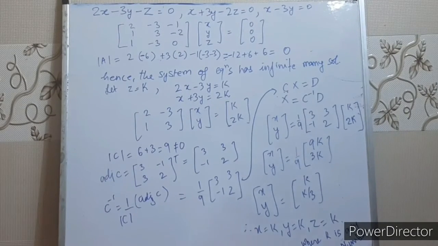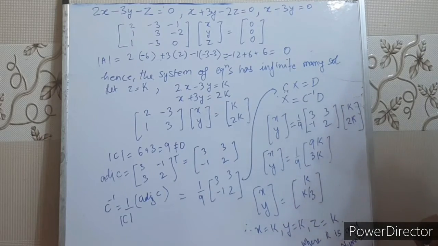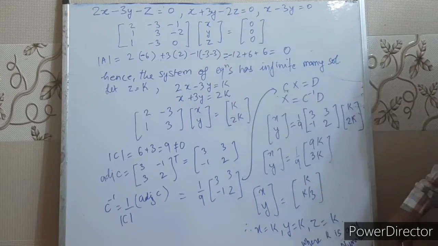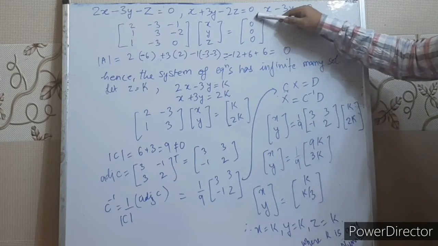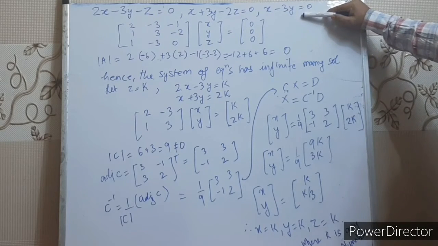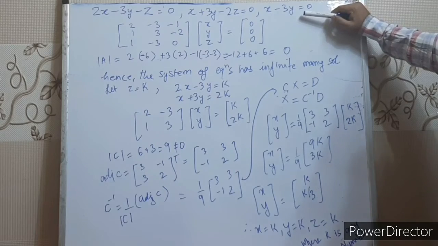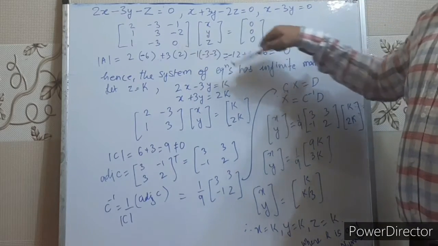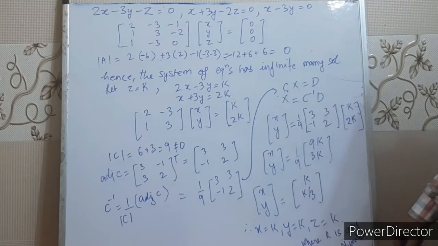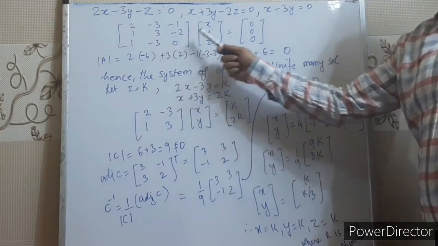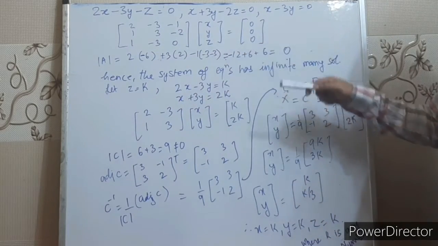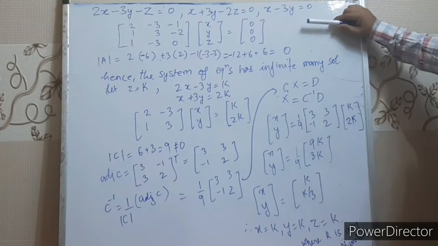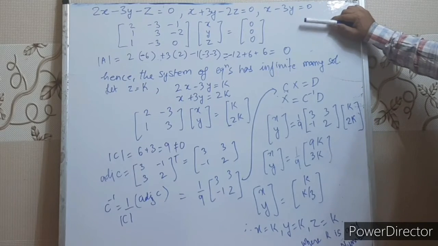Children, let's see another sum. Again, there is a system of equations given. 2x minus 3y minus z equals 0, x plus 3y minus 2z equals 0 and x minus 3y equals 0. When we convert into matrices, we will write it as 2, minus 3, minus 1, 1, 3, minus 2 and 1, minus 3, 0 into x, y, z equals 0, 0. So, this is a homogeneous system of equations. The value of B matrix is 0, right?